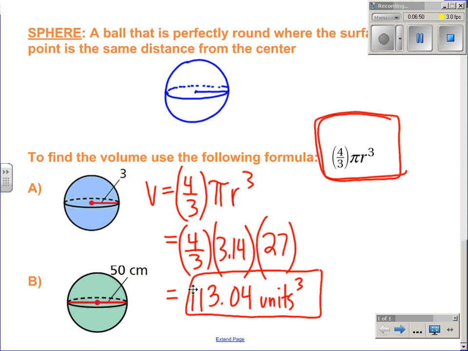All right, so we talked about how to find the volume of a pyramid, how to find the volume of a cone, and how to find the volume of a sphere. We'll check in with you on letter C from earlier and go ahead and do letter B on your own as well. And we'll go over that tomorrow.